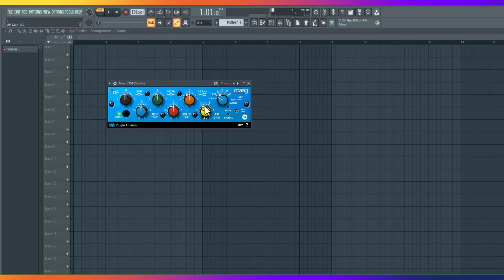So you just work on the bandwidth and you can increase it or decrease it, the way it is, everything the way it is. So this is what we call the semi-parametric EQ.